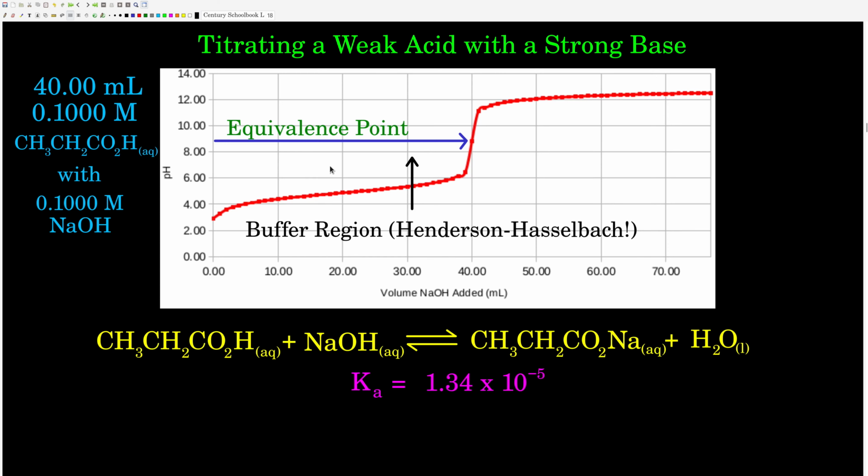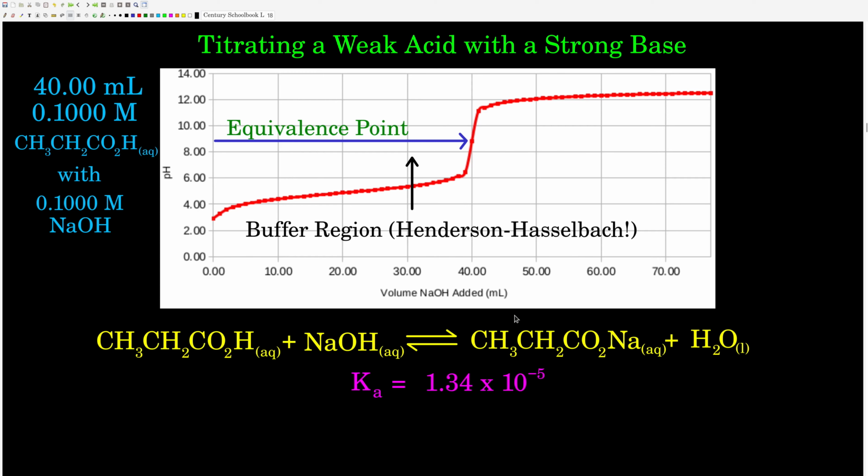Another really nice thing about this, and you'll see in just a minute, guys, is that at any point, once we've started adding some of the base to this weak acid, at any point along the curve up to right before the equivalence point, this is a buffer, right? Why? Because when we add the sodium hydroxide to the weak acid, propanoic acid, we have the salt of the conjugate base of the weak acid and the weak acid. That's what you need for a buffer solution, a weak acid and its conjugate base.